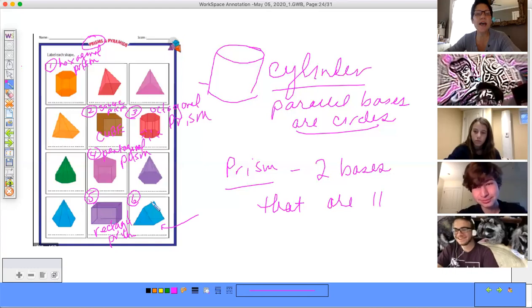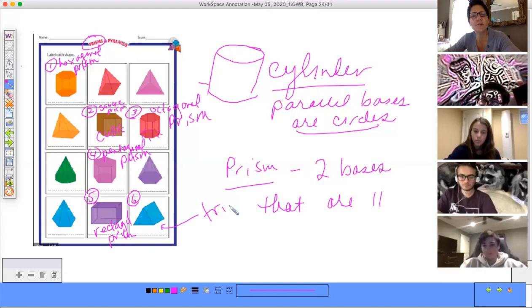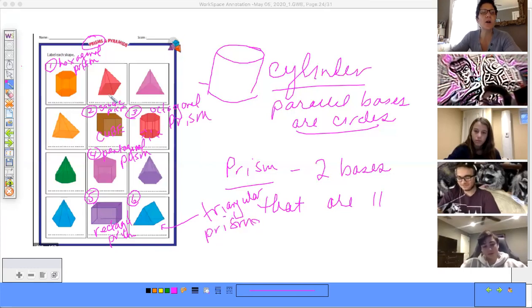All right. So what is this guy called here? A triangular prism. It's a triangular prism. Good, because your 2 bases are parallel. Okay. So we know what those are.